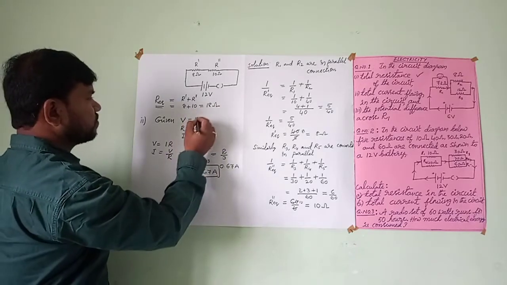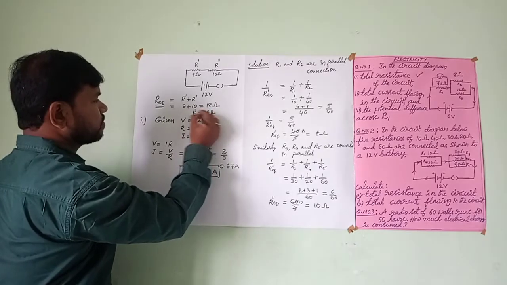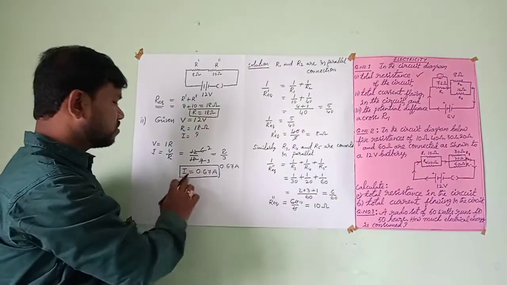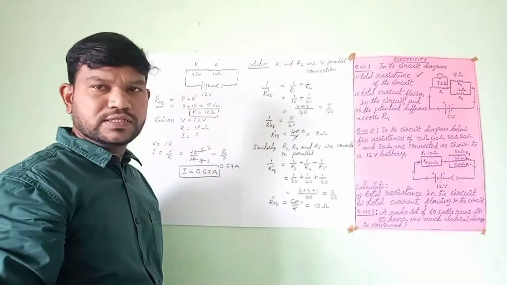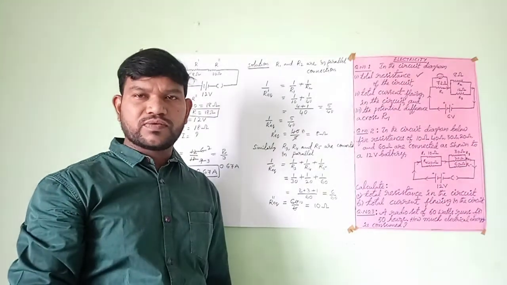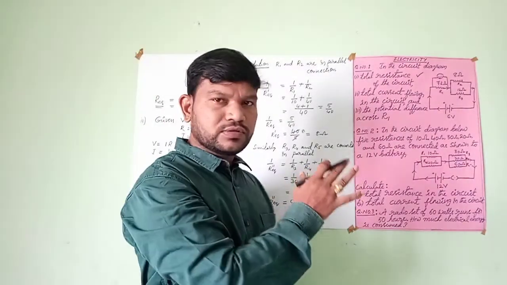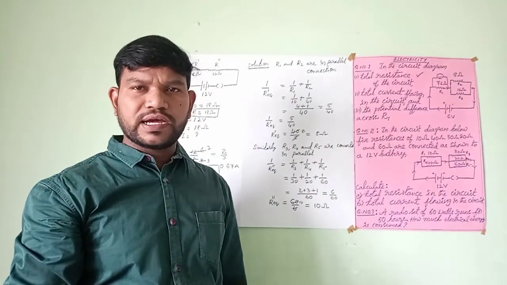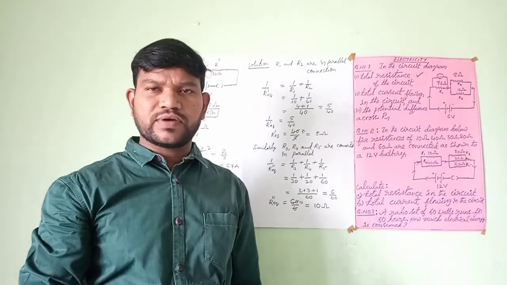The total resistance in the circuit is 18 ohms, and the total current in the circuit is 0.67 amperes. Observe students what I said. You have to study the circuit diagram very carefully. If you study the circuit diagram carefully, you can easily solve the problem. Understand what I said?